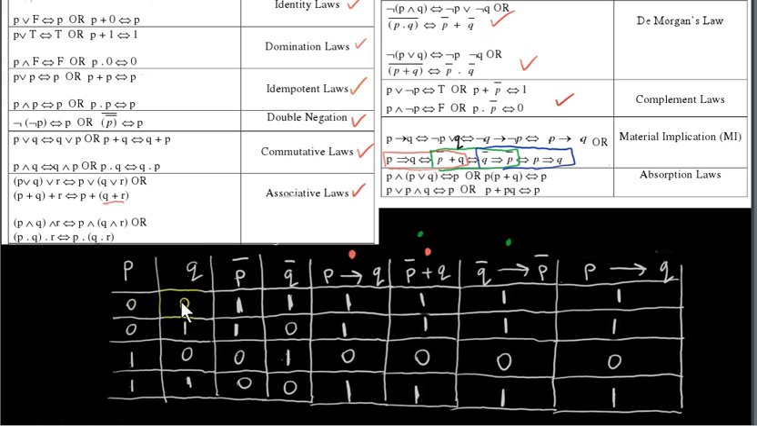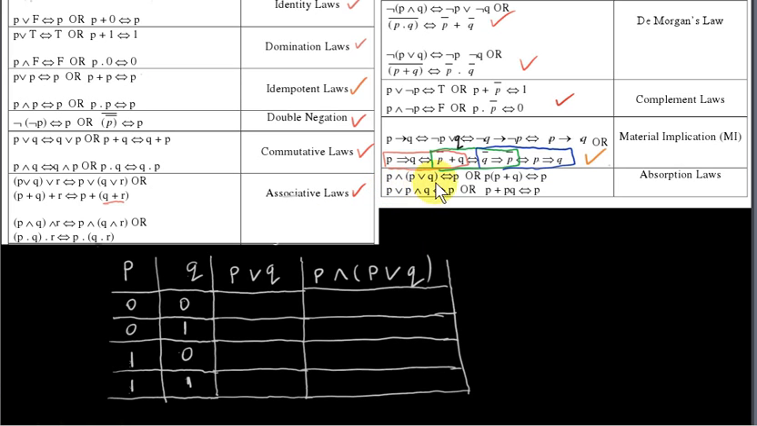P implies Q is true when P is false. So the first two rows P is false, so the first two rows here are true. And third row we've got the 1, 0, 0 situation: P true, Q false, so P implies Q is false. In the fourth row both P and Q are true, so P implies Q is true. So now we can see that this column is equivalent to this column. These four columns are equivalent.